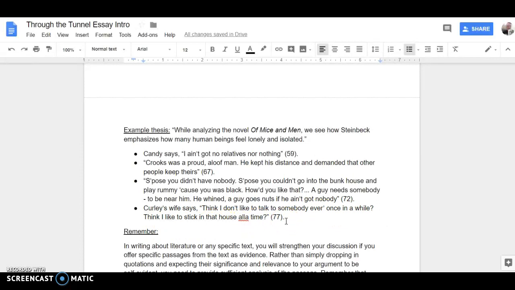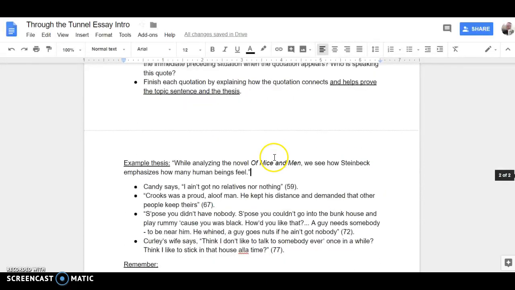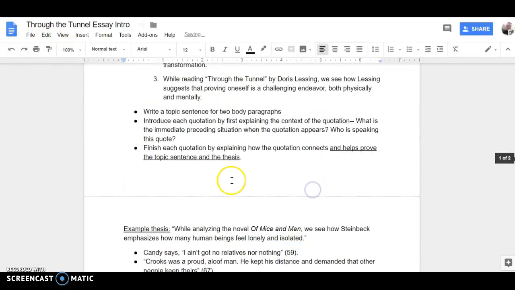So all of these quotes relate directly to this lonely and isolated feeling that characters have. You need to make sure that you do that same exact thing when you're talking about our essay "Through the Tunnel."